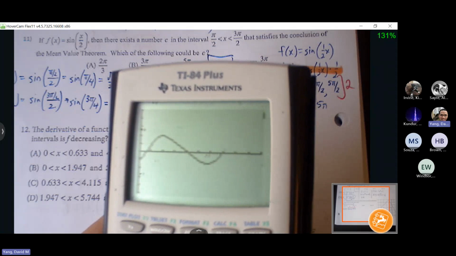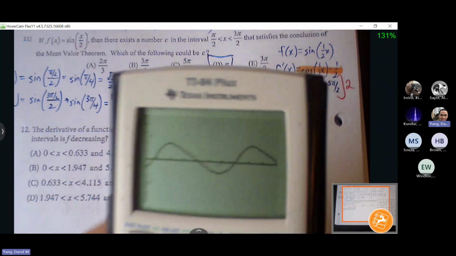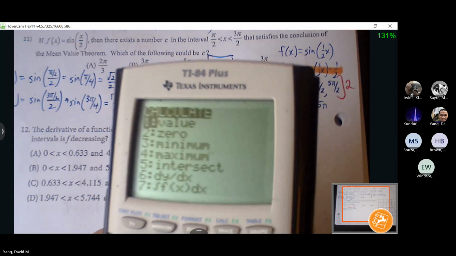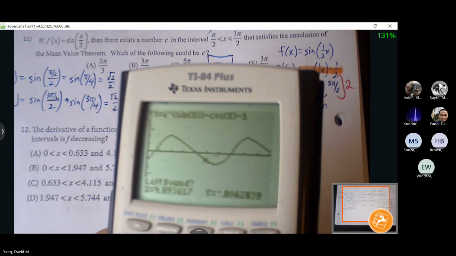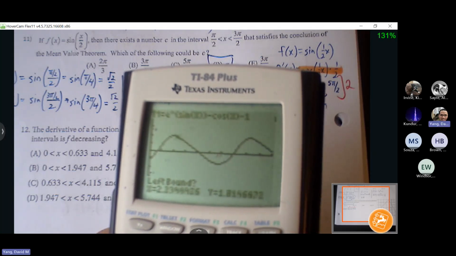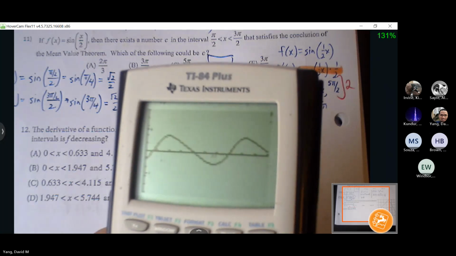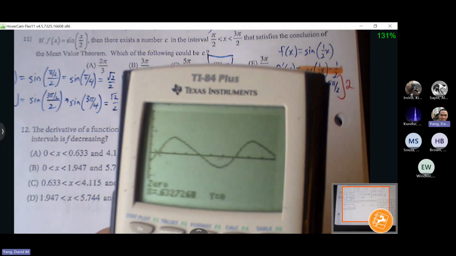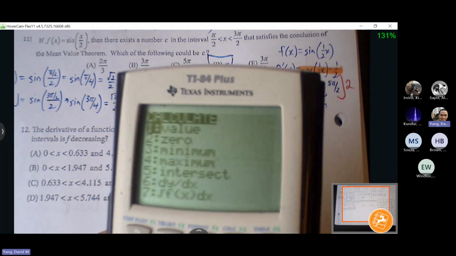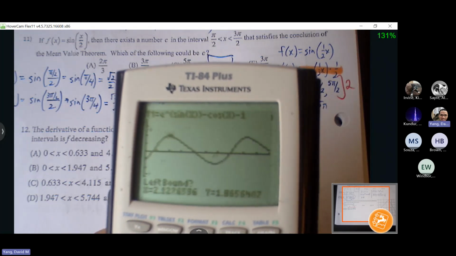So I'm going to find those x-intercepts. Understand that anything above the x-axis is a positive slope, below the x-axis is a negative slope, so I'm going to find those 3 x-intercepts. Second trace, 0, and I'm going to start with the furthest left x-intercept. Okay, I get 0.633. Keep going. Find my second x-intercept.